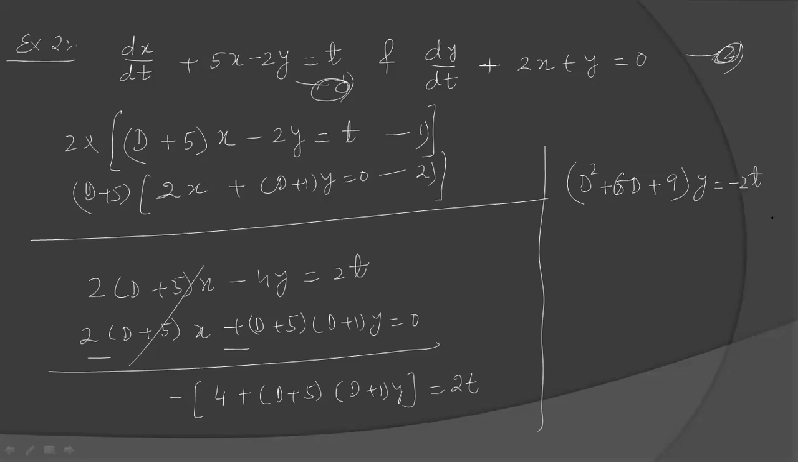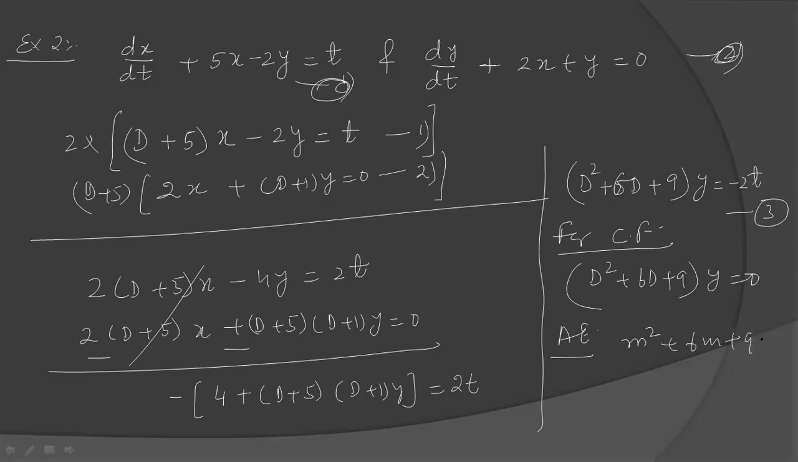Now this is a non-homogeneous linear differential equation, so you have to find the CF and PI both for the solution of y. For the complementary function, we will write the homogeneous differential equation corresponding to this equation 3. It will become like this, and its auxiliary equation will be m square plus 6m plus 9 equals 0. So the values of m are minus 3, minus 3. Roots are repeated, so the complementary function will be (c1 plus c2 t) e to the power minus 3t.